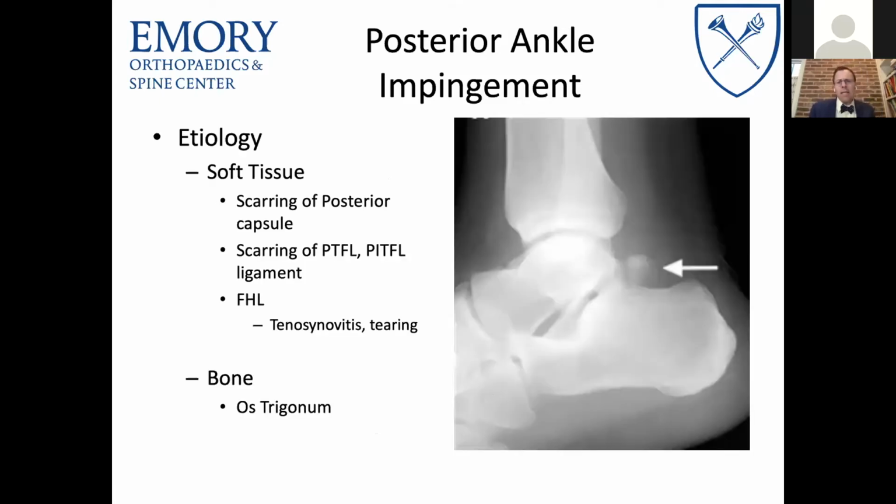And so what is the etiology of the pain? It can be just soft tissue. It could be just scarring of the posterior capsule. It could be scarring of your ligaments that attach in the posterior aspect. A lot of times it is that FHL tendon, which could have a tendon tear or tenosynovitis. But a lot of times it's an os trigonum, which is a free loose body back here, or what's also called a stieda process, which is just a prominence of that tubercle that's healed on and can lead to sort of changes at the subtalar joint or at the ankle joint, depending about how the prominence is.